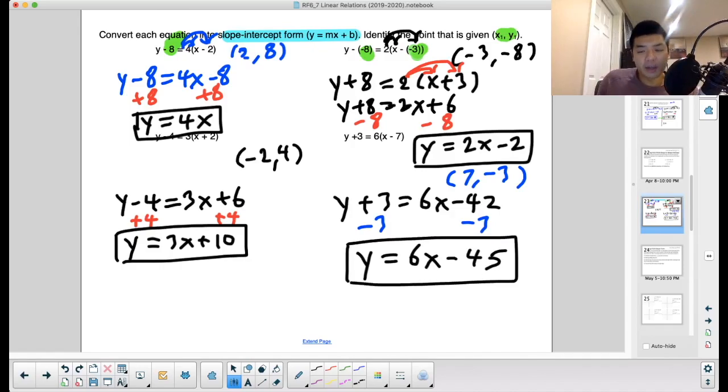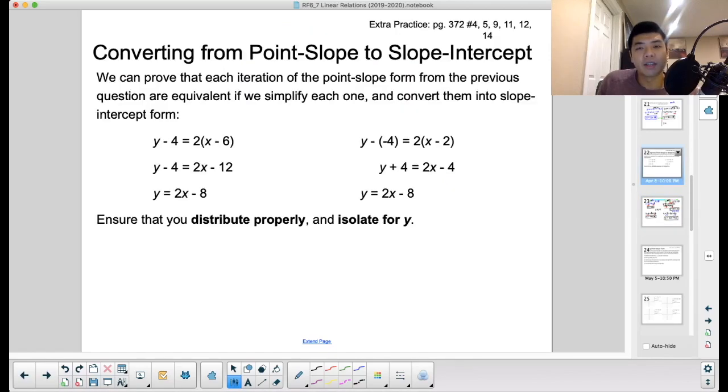Again, if you're in need of more examples, go back to page 372 and try out those practice problems, just to give you a little bit more practice with this particular concept.